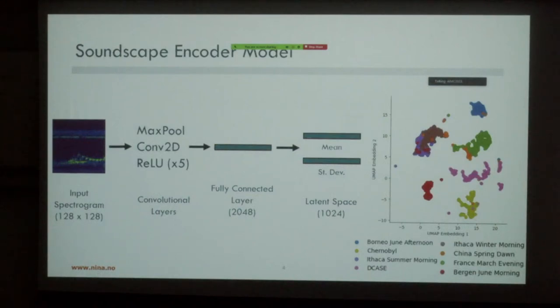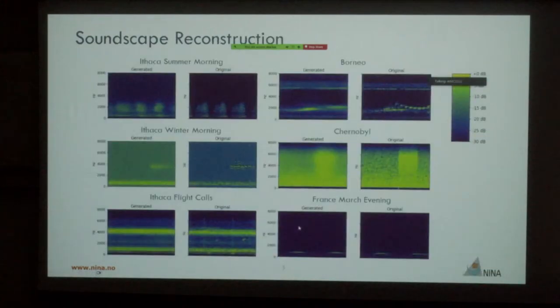So here's just a brief overview of the model I made. It takes a Mel spectrogram, about 4 seconds long, and passes it through 5 layers of convolutions to a latent space of 1024 size. And this is a UMAP visualization of some of the test set and where that falls in relation to each other. For example, you can see the Ithaca winter morning and Ithaca summer morning, both in New York, are almost on top of each other because they're recorded in the same place with a similar microphone. But then Bergen in Norway, for example, is very far away in latent space.